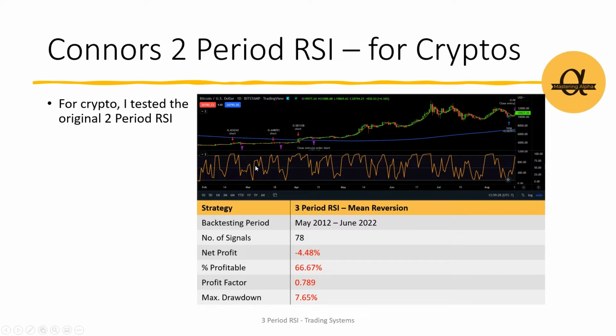Okay, so I tested, and the net profit I got was -4%, and profitability was 66%. So even though the share of trades where I got a profit was 66%, because the profit was so small and the losses were higher, I ended up with a net profit of -4.4%. And this was from May to June. So clearly it was not working.